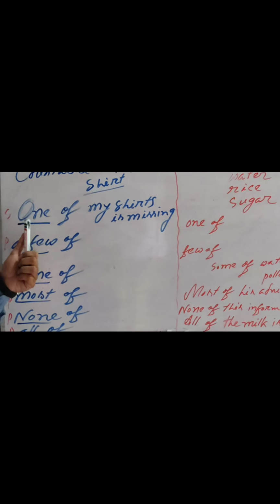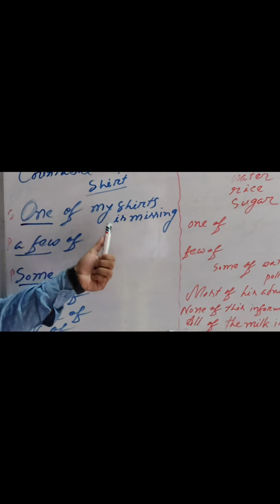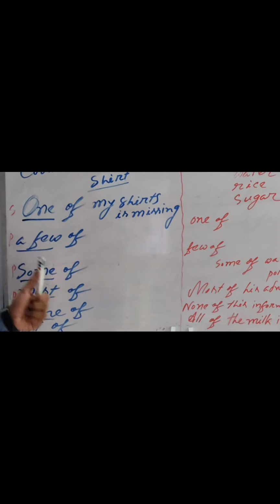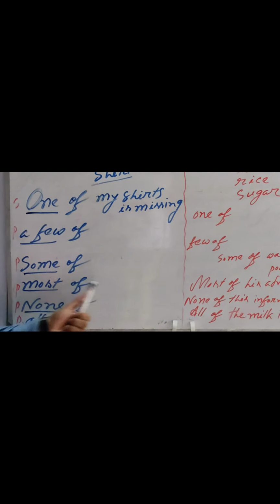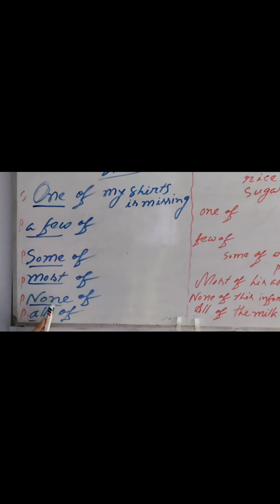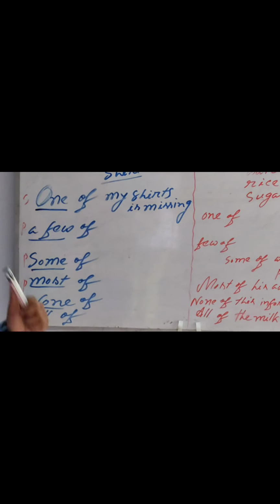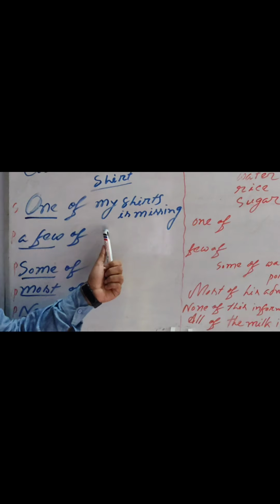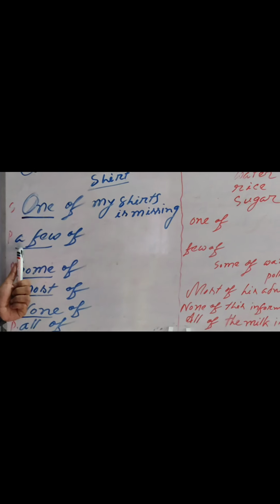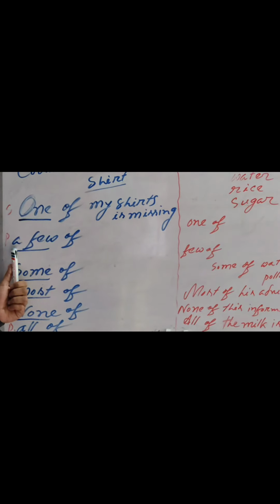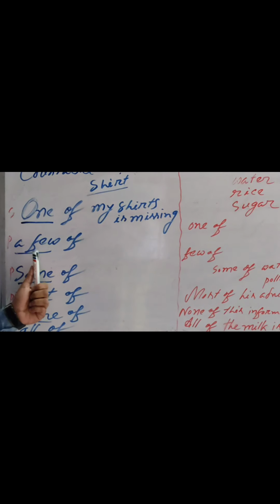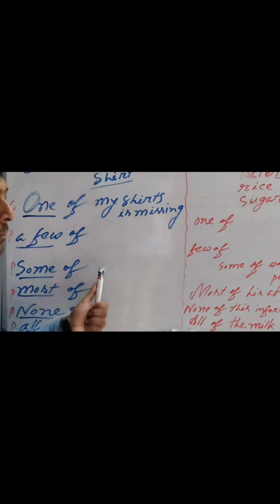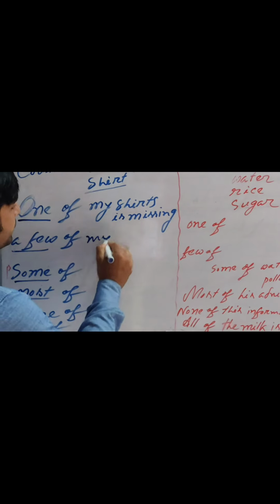So, "a few of my shirts is missing" or "are missing"? The auxiliary verb depends on it. The auxiliary verb depends on a few, on some, on most, on none, on all. Of course, "are missing," because there are plural things. A few of my shirts are missing, some of my shirts are missing.